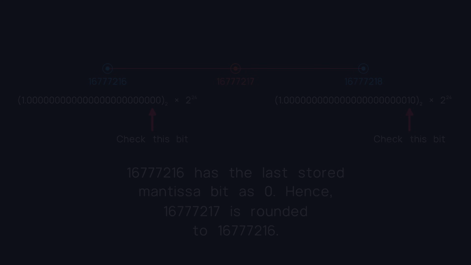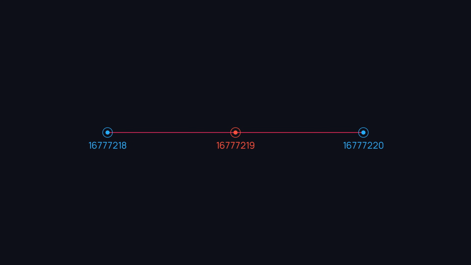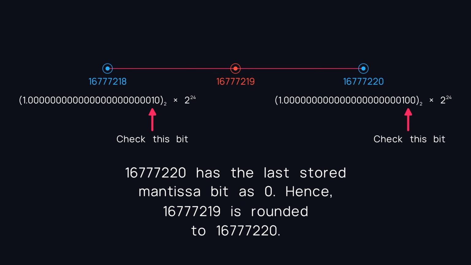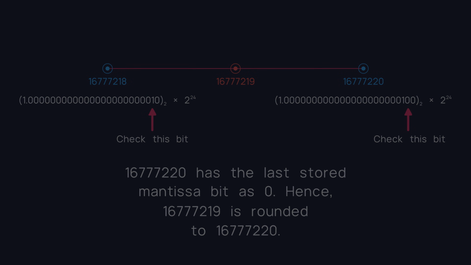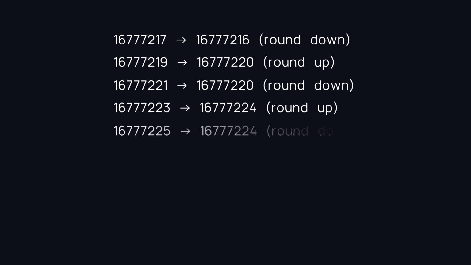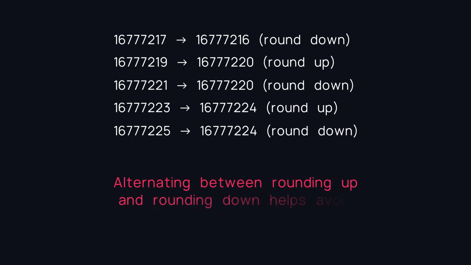Now let's take the other number for example, 16777219. Doing the same process again, you will get that this number will become 16777220. This also explains why 16777218 plus 1 becomes 16777220. Now the question is, why rounding this way? If you work it out further, you'll notice that the halfway values we are rounding up and down alternately, which helps to tackle the accumulation of errors.